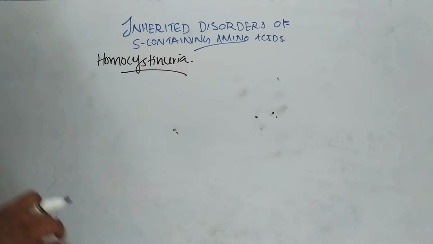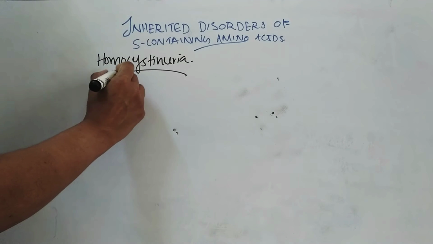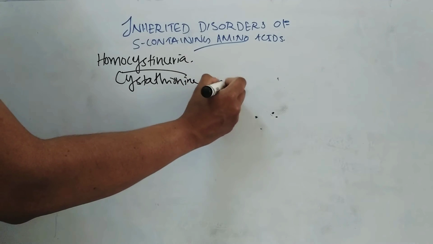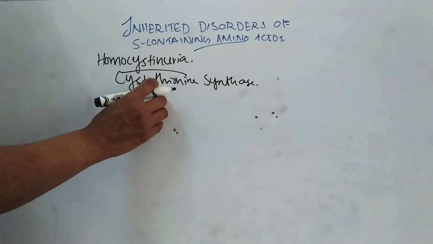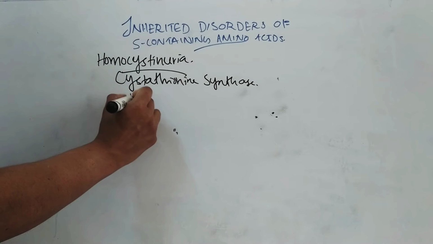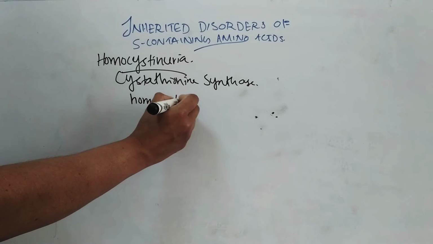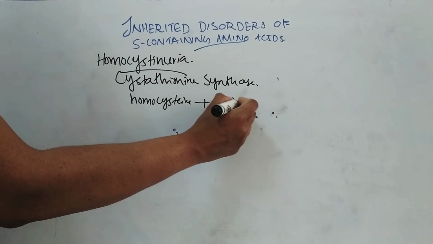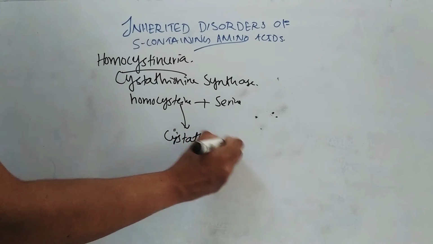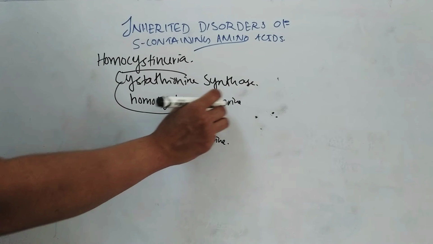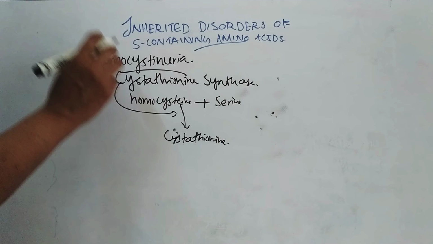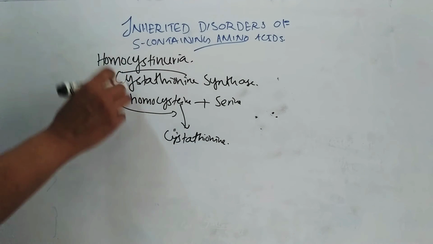Here there will be genetic deficiency of the enzyme cystathionine synthase. Usually this enzyme catalyzes the synthesis of cystathionine from homocysteine and serine. So homocysteine condenses with serine to form cystathionine. So here in homocystinuria type 1, there will be genetic deficiency of the enzyme cystathionine synthase.